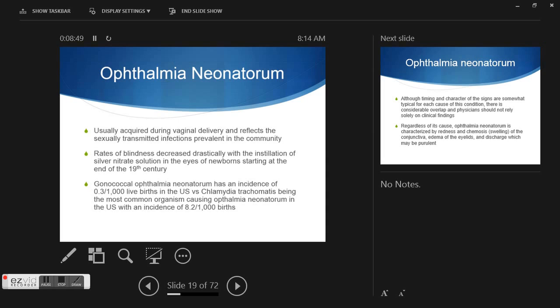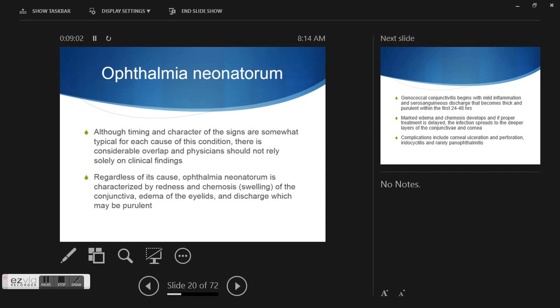Particularly, gonococcal ophthalmia neonatorum has an incidence of about 0.3 per 1,000 live births in the U.S., compared to Chlamydia trachomatis being the most common organism causing ophthalmia neonatorum, with an incidence of 8.2 per 1,000 live births.